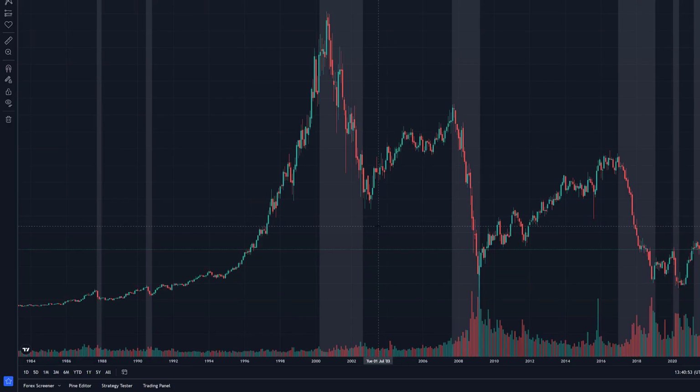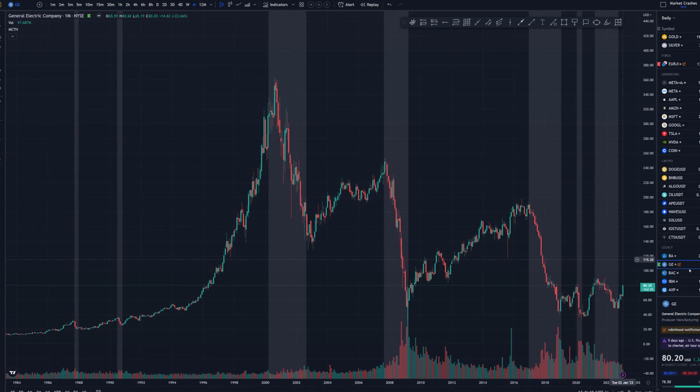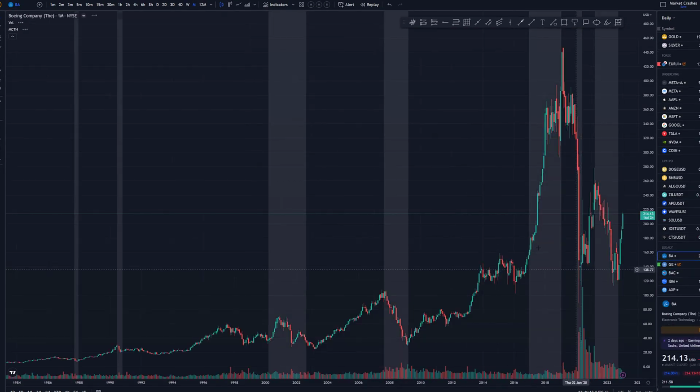I'll share an example of why this is extremely helpful. Here, in basically the 2016 to 2018 crash that took out the lows on GE, we can see that it really did take out the lows from 2008, the 2008 real estate crisis. We go over to Boeing, that same time frame, and we see that Boeing basically ripped up and made its all-time high during that same time frame.